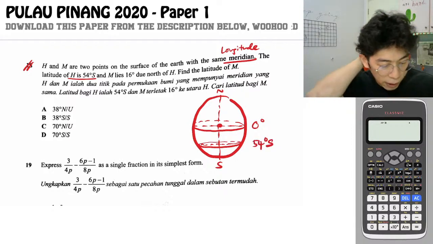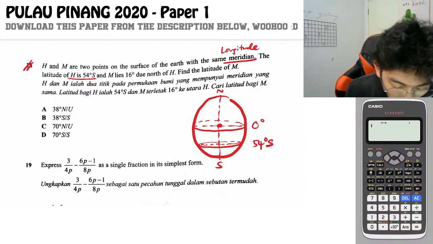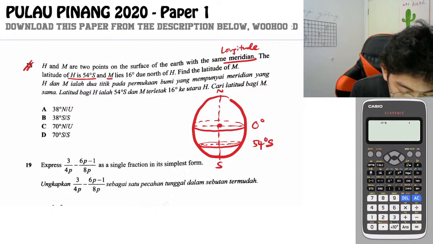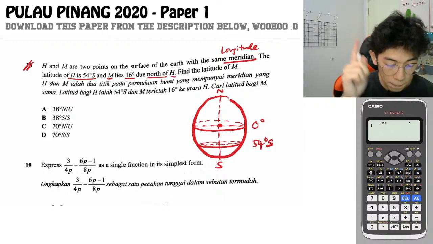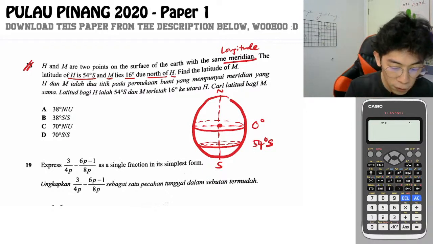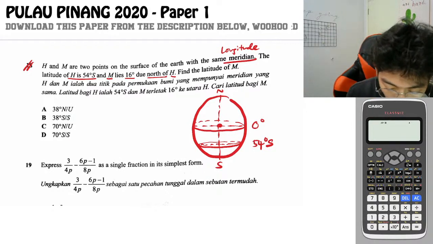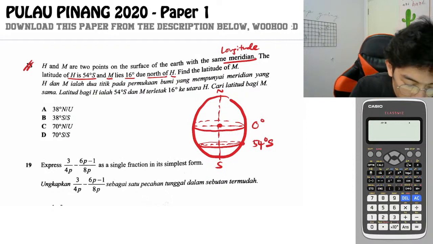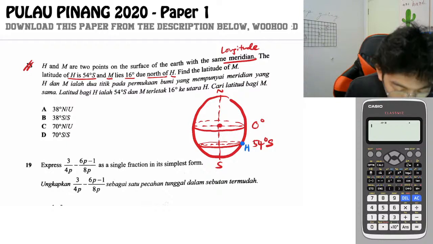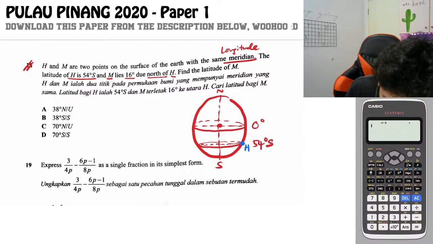So where to place the H? Let's read first. And M lies 16 degrees due north of H. So it's got to be H first, then your M is going to go up. But there's one thing: they fall on the same longitude. So I just pick one longitude, everyone. I'll just pick this point now. Let's say I use a blue color. So this is my H, because H is 54. So it goes up 16 degrees.